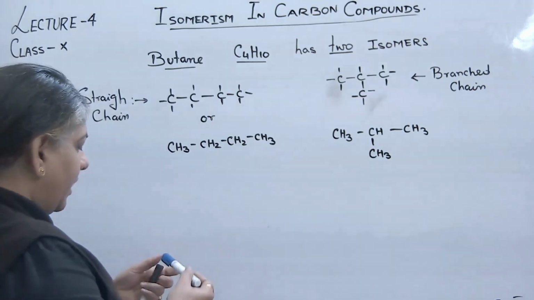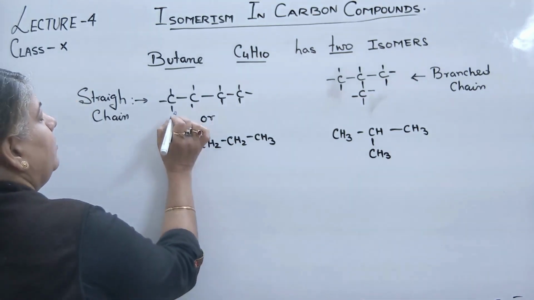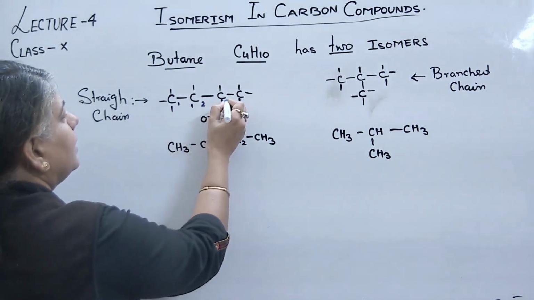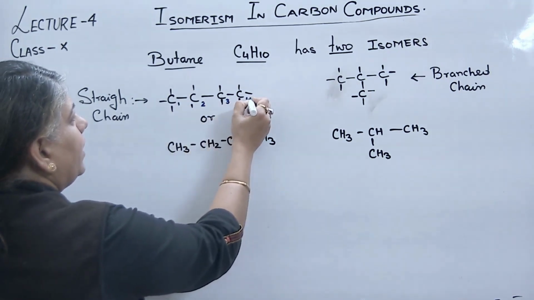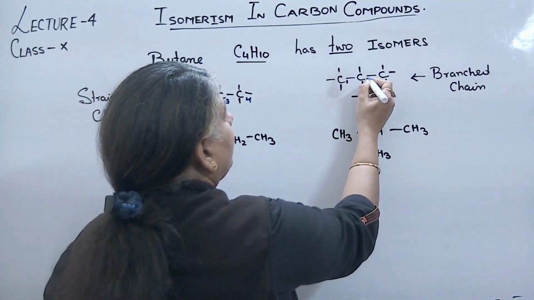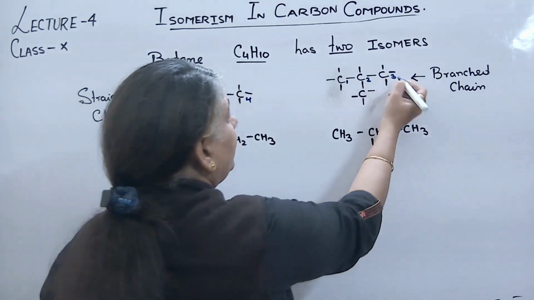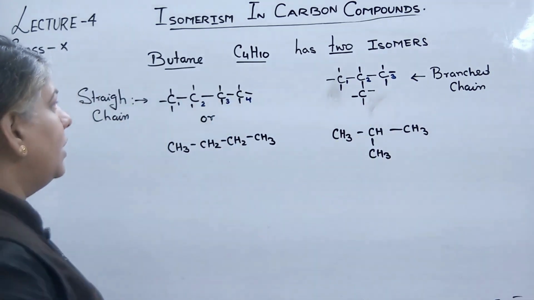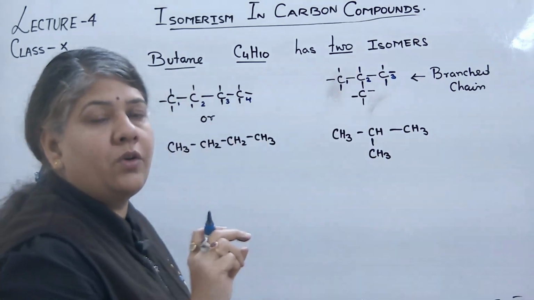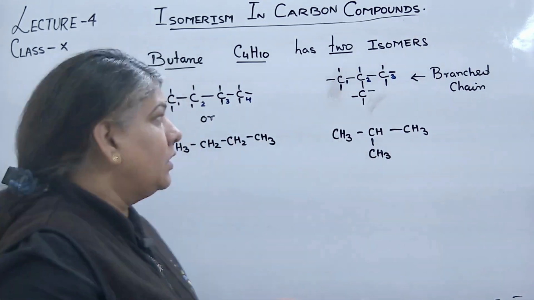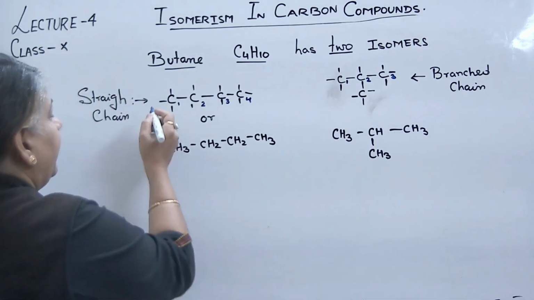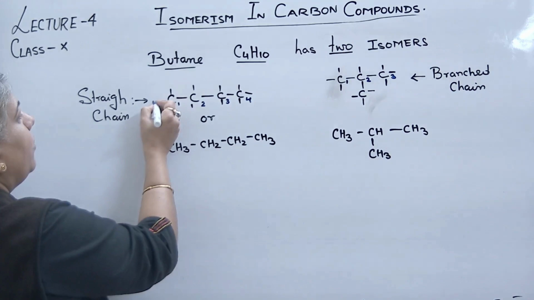See, in a straight chain, if we number the carbon atoms, we get 4 carbon atoms in a continuous series or continuous chain. And here we get 3 carbon atoms in a continuous chain. So when branching happens, the continuous chain of carbon is reduced or shortened. Okay. Now let's fill the remaining bonds with hydrogen.